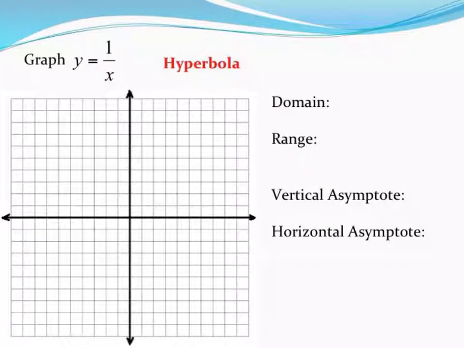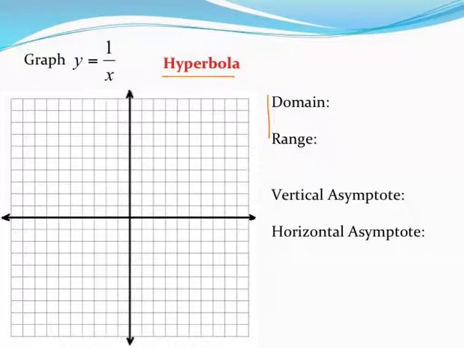Let's take a look at some of the basics of graphing our new kind of function, the rational function, something that has an x in the bottom of the fraction, in the denominator. This kind of graph is something called a hyperbola. And so let's begin with domain and range.